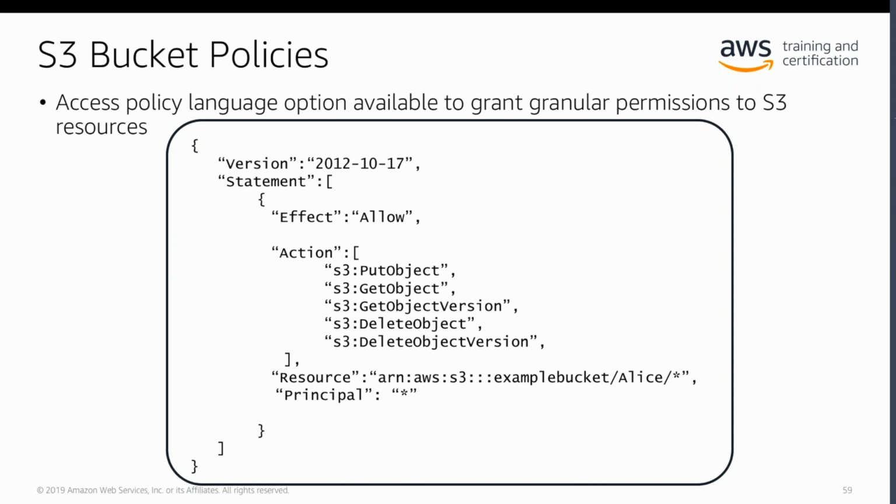I can create a bucket policy that allows me to attach it directly to this bucket and limit Fred's permissions that he got at a higher level. So here, I'm giving Alice certain permissions, but I'm probably going to deny everybody else in that case. So let's look at an example question here.